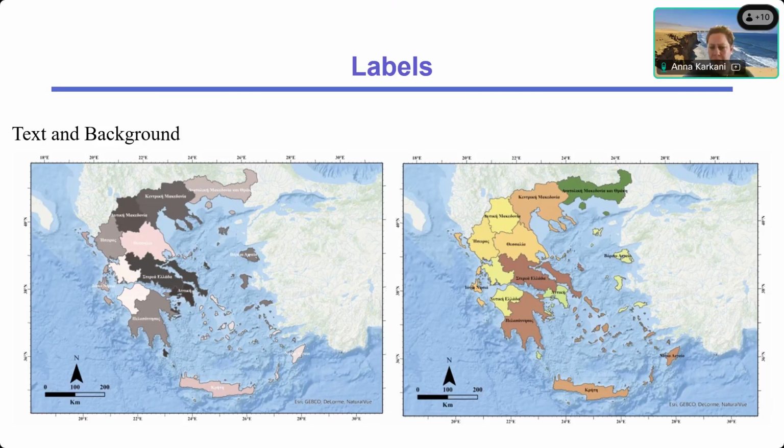νομός in English. Prefecture, I think. Prefecture, thank you, sorry.